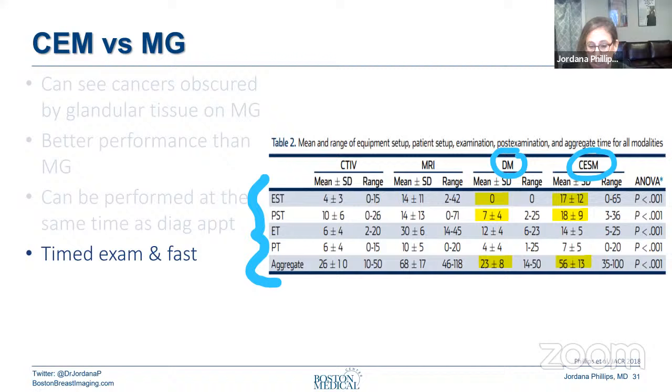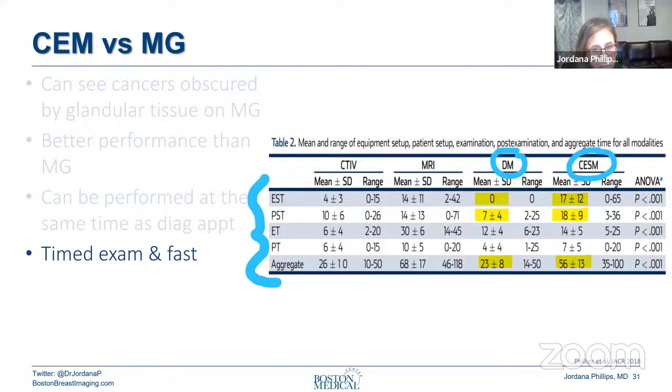So what that told us is that, as you would expect, if we use the mammo room to put in the IV line and to talk to the patient ahead of time, it's going to extend the time of the contrast enhanced mammo exam. What's better is to do all of those preparatory steps in another room so that you're only using the mammo room for the time of the actual exam, which would be similar to a diagnostic exam.